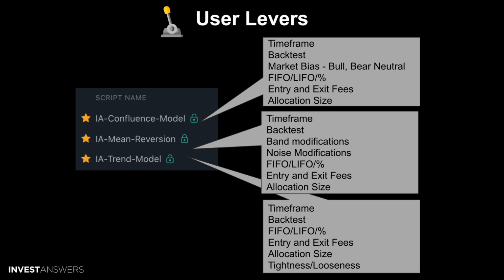You have your market bias under your confluence model, where you can do bull, bearish, or neutral. You can enter your FIFO, LIFO, or percentage for the amount that you want to invest. And you can calculate entry and exit fees if there are commissions or taxes. And you can choose your allocation size and how you want to get into your position. Now, the mean reversion model has the same stuff, but it also has noise modifications, which is very important. I'll show you that in a minute. And then your trend model, all the same stuff, but it has tightness and looseness.